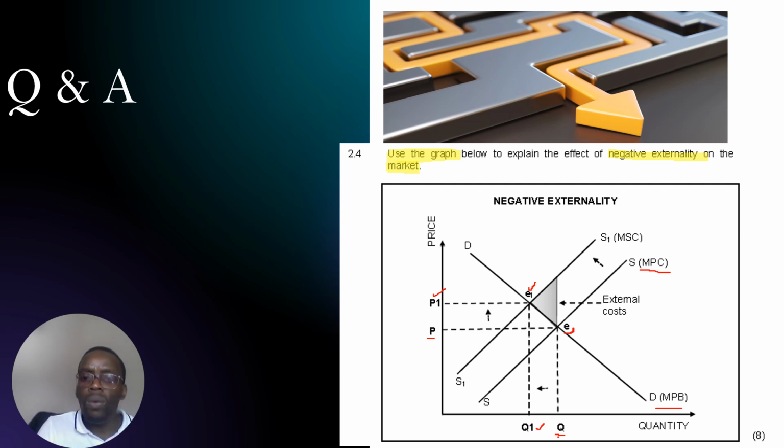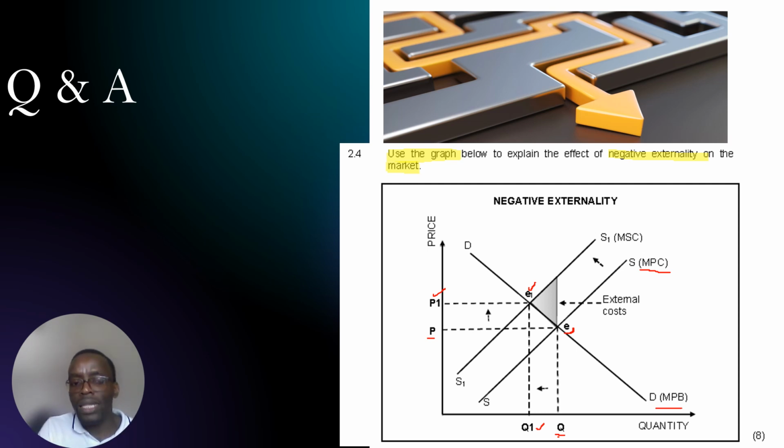At the new position, S1 and D, we are going to have a new equilibrium position, which is E1. And at point E1, it shows that the price has increased from P to P1, and the quantity that is going to be produced is going to reduce from Q to Q1.